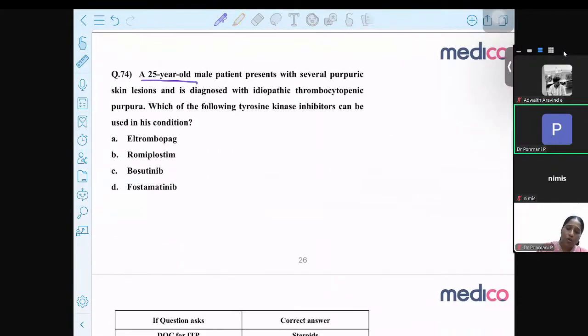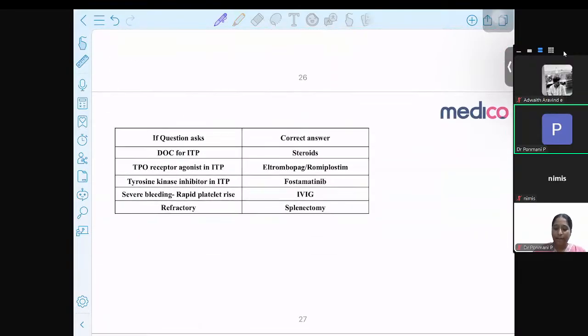A 25-year-old male presents with severe purpuric skin lesions and is diagnosed with idiopathic thrombocytopenic purpura. Which of the following tyrosine kinase inhibitors can be used in this condition? Now, what is the treatment of ITP? Please remember, if the question asks the drug of choice for ITP, it is going to be steroids. If they ask for a thrombopoietin receptor agonist, this we also saw in cancer chemotherapy toxicity, the same drugs, eltrombopag and romiflostim.